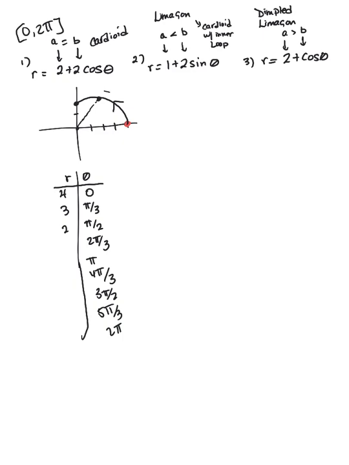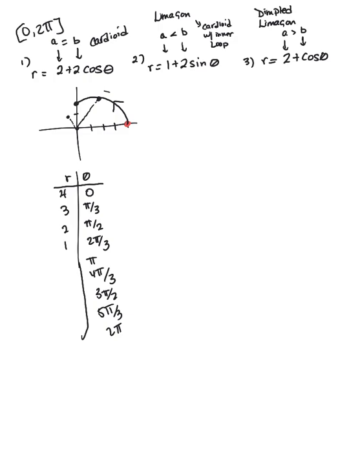Then when you get to 2 pi over 3, you have to think about the cosine value. In the second quadrant, cosine, you're talking about the x value. X is negative, so that's going to be negative a half, sorry. So you're going to have 2 minus 1, which is just 1. So here's your 2 pi over 3, but you're only going out 1.